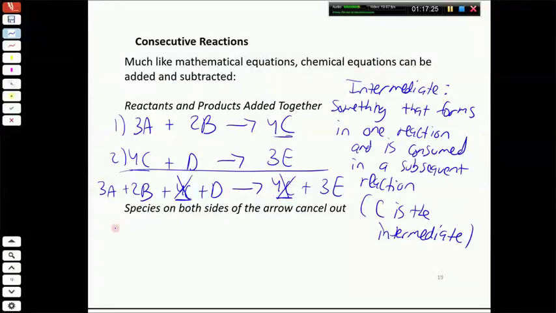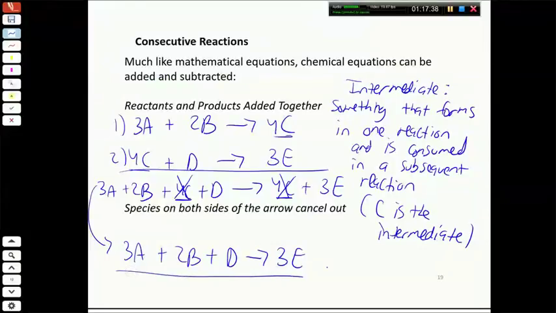And then the final equation, which is the combination of these two, will be written as 3A plus 2B plus D goes to 3E. So this would be the combined sequence of two chemical equations being written as one equation where the intermediate is now canceled out. So that's how we can add together chemical equations. Reactants on one side add up, and then products on the other side add.